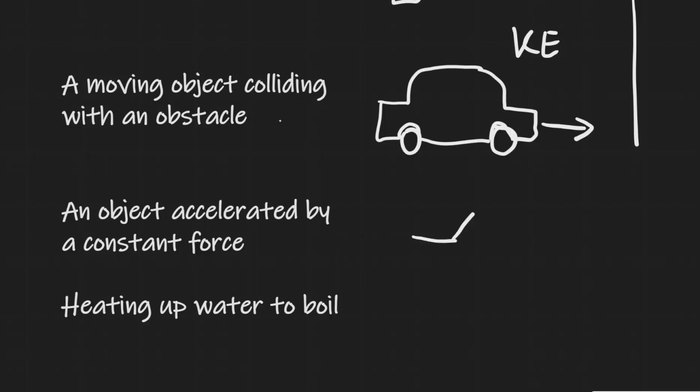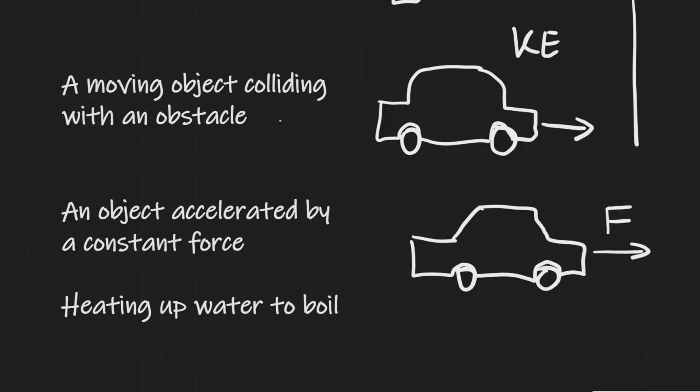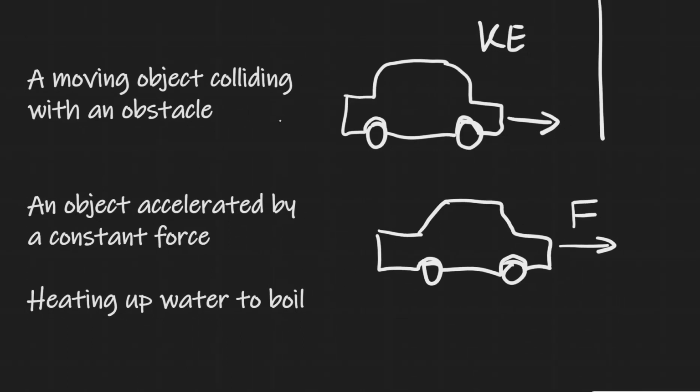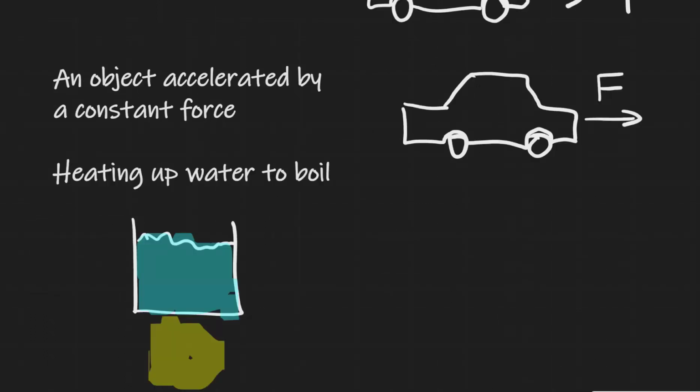We can also have an object which has been accelerated by a constant force. So we can have a similar car like so, and let's imagine that there's only one constant force that's acting on it. Let's call that F. If that's the case, the kinetic energy of the car will be increasing. We can also have heating up water to boil, in which case the energy, typically electrical energy, if it's an electrical kettle, will go directly into raising the temperature of the water.